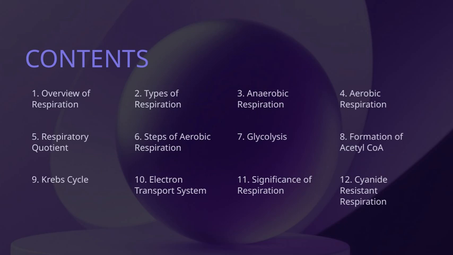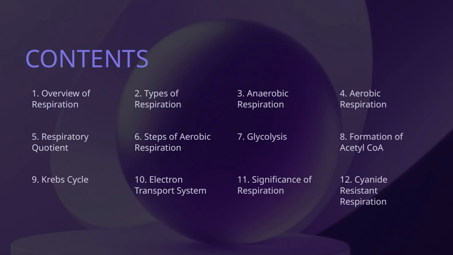Understanding the steps of aerobic respiration is key, as they include glycolysis, the Krebs cycle, and the electron transport system. The electron transport system is where most ATP is generated, harnessing energy from electrons transferred through a series of proteins. The Krebs cycle, also known as the citric acid cycle, is vital because it breaks down acetyl-CoA to produce energy-rich molecules. We'll also discuss the significance of respiration itself, how it powers cellular activities and sustains life.